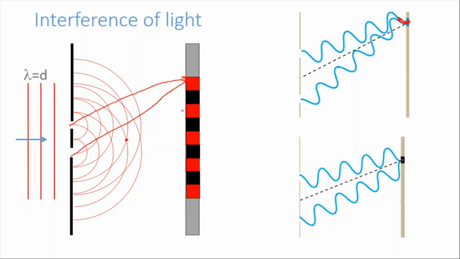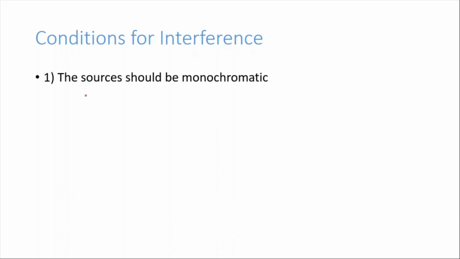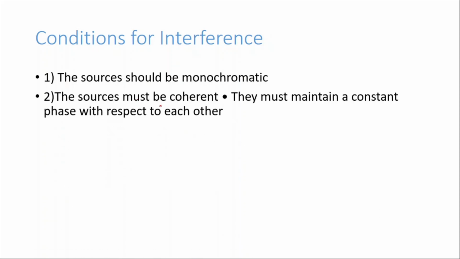So this is the interference of the light, and as I mentioned before, for the interference of the light to take place, the width of the slit and the wavelength of the light, this is lambda and this is the width of the slit, must be approximately equal to each other. So what are the conditions for the interference to take place? First of all, the sources should be monochromatic. Second, the sources must be coherent. What do I mean by coherent? They must maintain a constant phase with respect to each other.